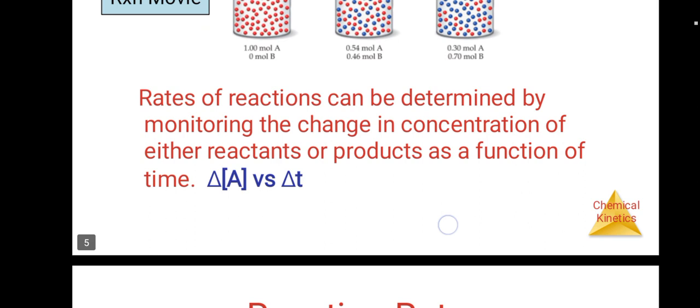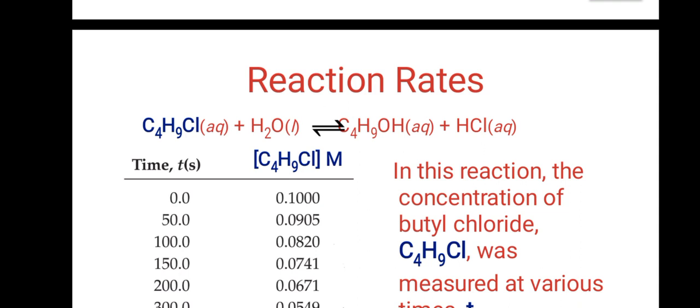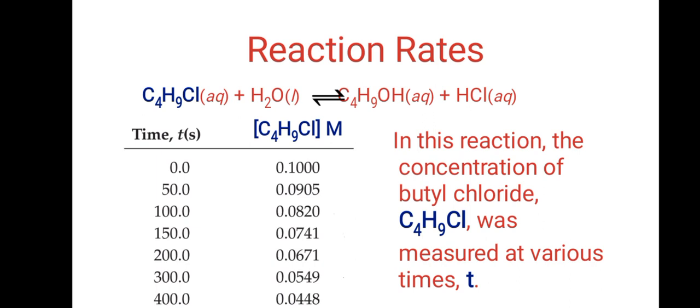Okay, so whenever we talk about the rate of reaction, the first thing that should come to your mind is how the concentration of that particular substance varies with time. Okay, so that is just what we are talking about. We have a very good illustration here. This is a reaction between butyl chloride and water, and we're producing butyl hydroxide and hydrochloric acid.